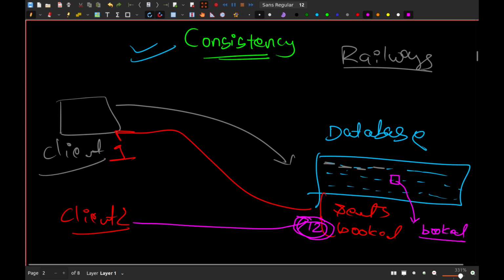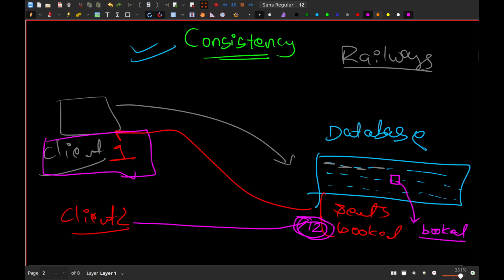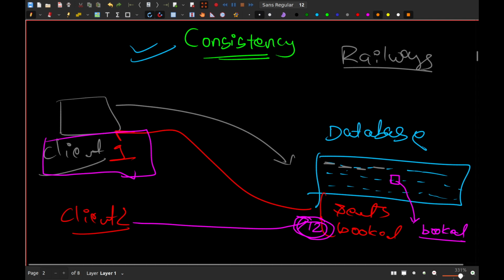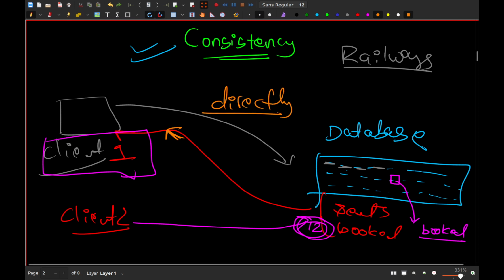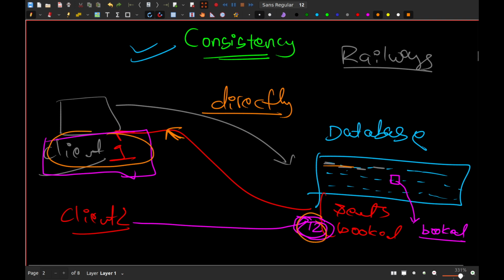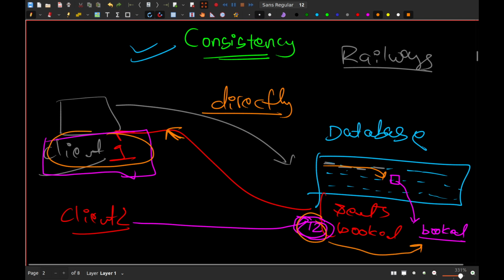So at the same time, client 1, who is exploring Vande Bharat, should be notified, or the UI or the data that he is getting here should get updated directly or within no time, because otherwise client 1 will see that seat number 12 is available over here, but in reality seat number 12 is already booked. So this client 1 will undergo a dirty read.